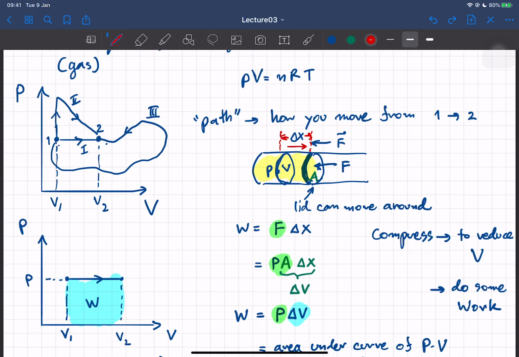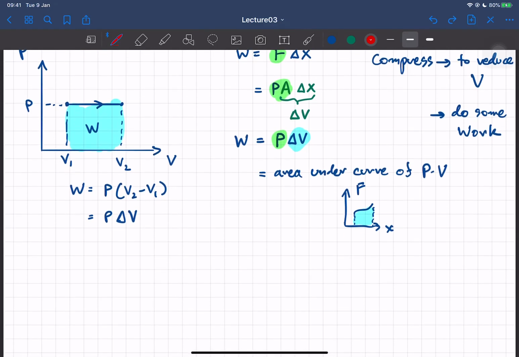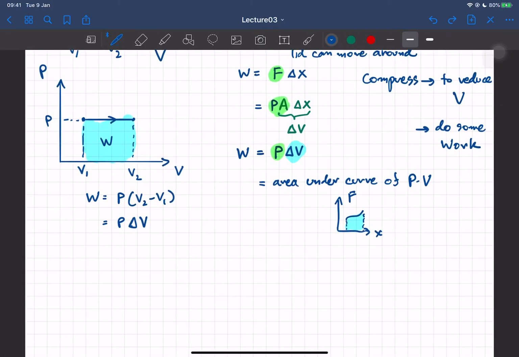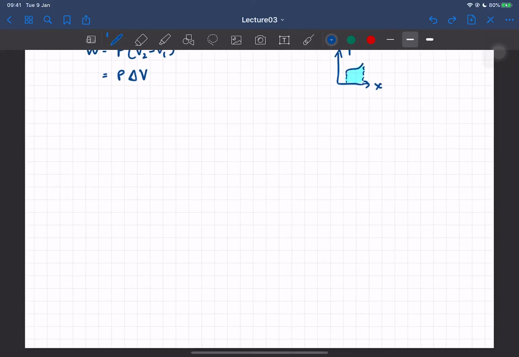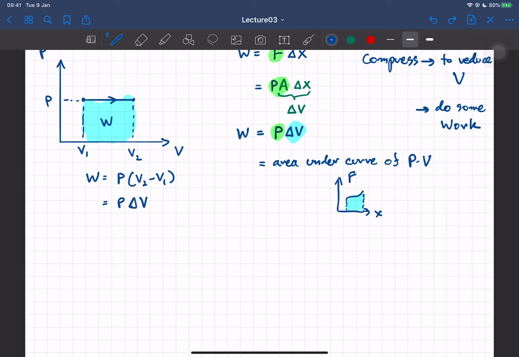So all of this might sound kind of confusing. That's okay. We're going to write down our convention so that you can think about this later. The area under the curve is the work, right? But work can be positive or negative. How so? Well, you can go the other way. For example, you can go from V2 back to V1. When you reverse the direction, the sign of the work will be reversed. So let's write down the convention so that we are on the same page.